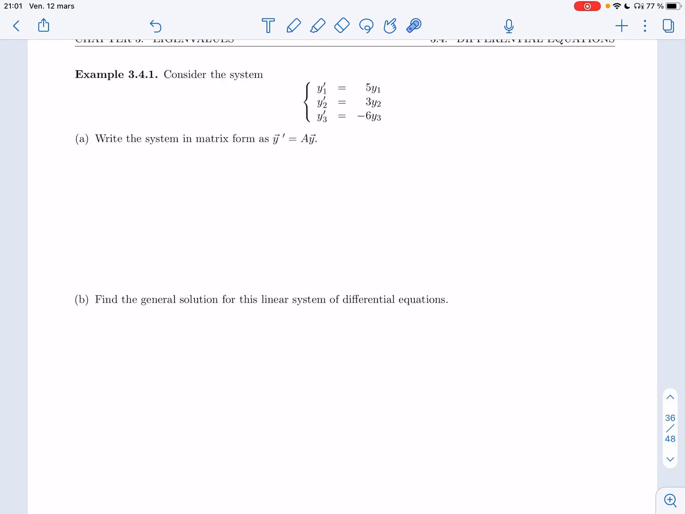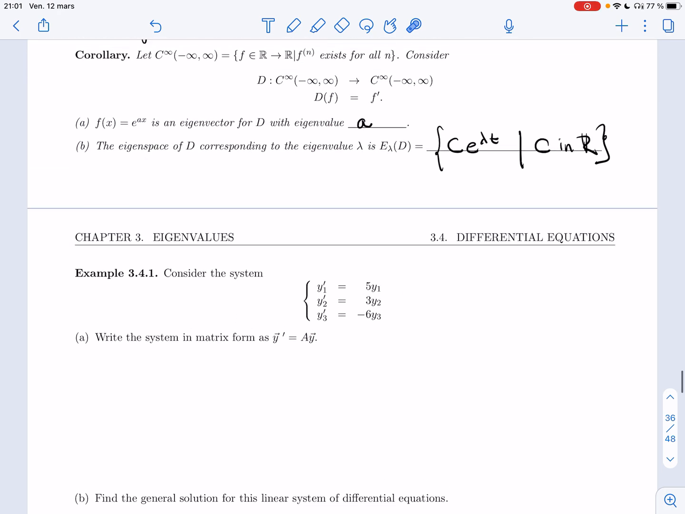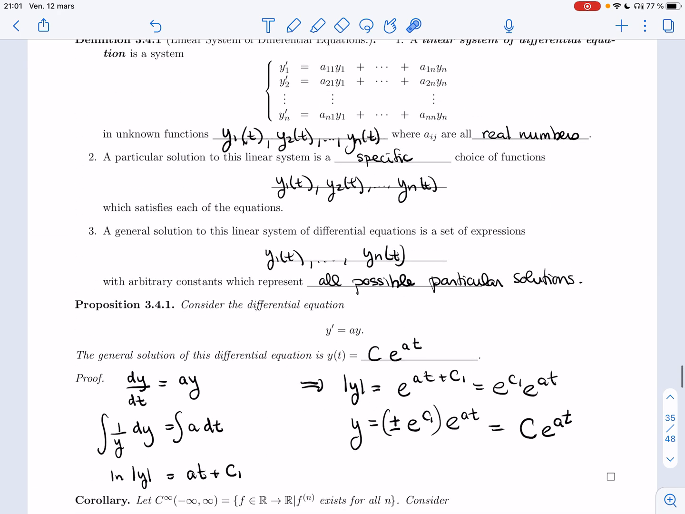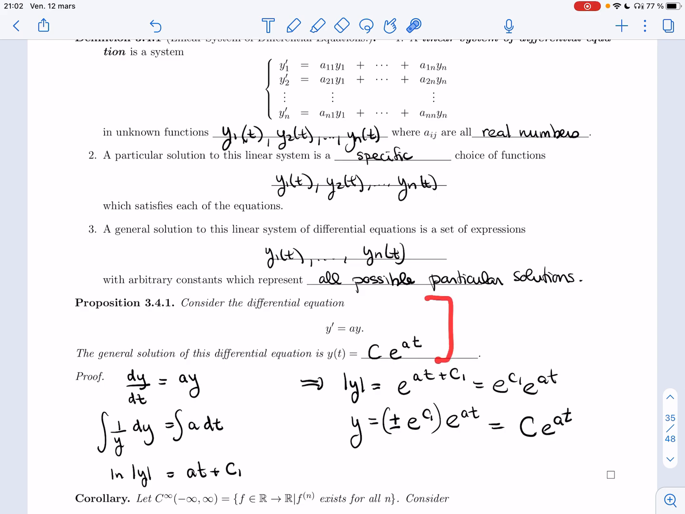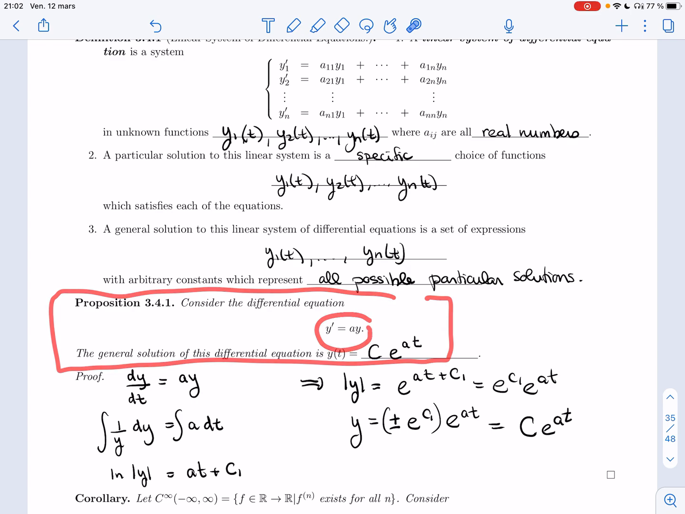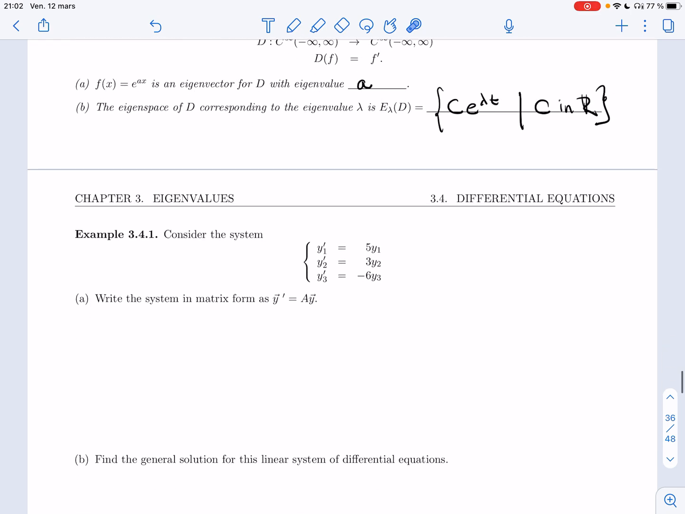All right, in this video, we'll try example 3.4.1. We're going to try to solve our first system of linear equations. What I'll use is this proposition here that gave us a solution for one simple differential equation. All right, so I'm going to look at this differential system.